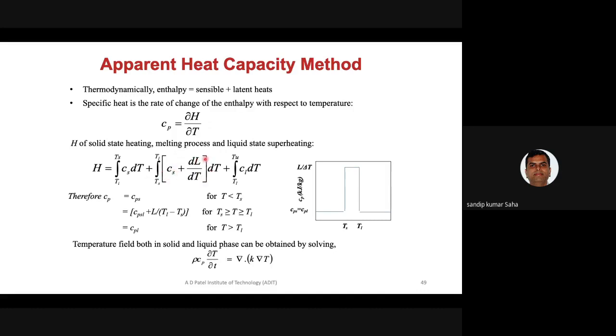So dL means latent heat divided by delta T. What is this delta T? The delta T is basically the difference between solidus and liquidus. So if anybody is using COMSOL, they will be asked to put in this delta T. Okay, so that's why this is the difference.